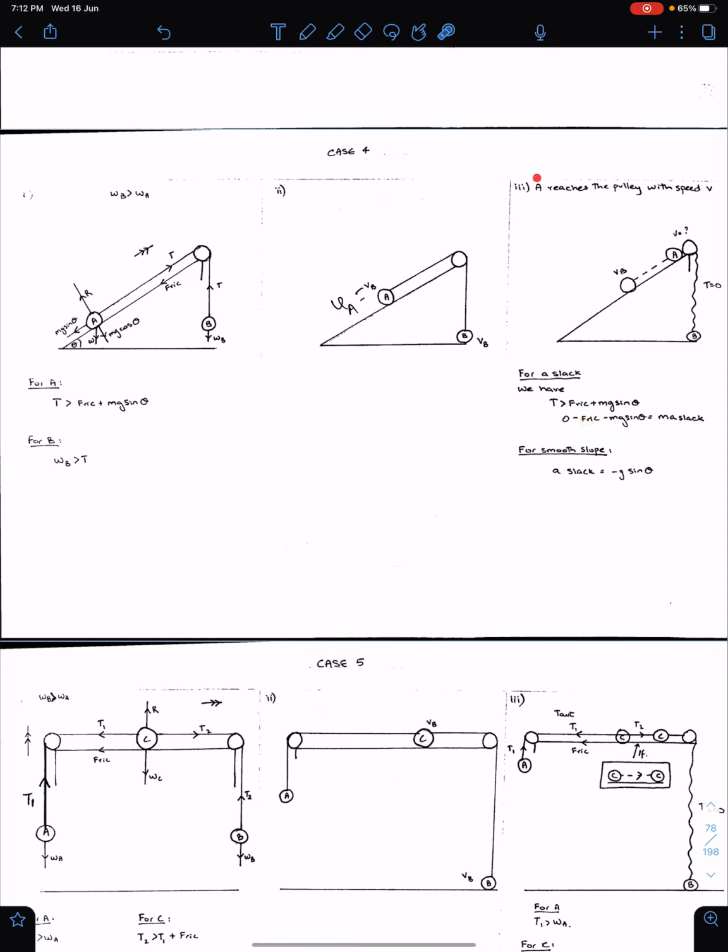In this case, they are saying A reaches the pulley with the speed VB. So we can easily get V with the help of this acceleration or this acceleration. It depends. For a smooth slope, use this acceleration. For a rough slope, use this acceleration.